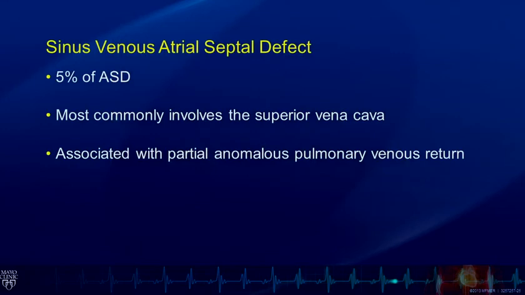Let's turn our attention now to sinus venosus atrial septal defects. These are more rare. Only about 5% of all atrial septal defects will be of the sinus venosus type. These can involve either the origin or the communication between the superior vena cava and the right atrium or the inferior vena cava, but most commonly involve the superior vena cava connection to the right atrium. These defects are almost always associated with partial anomalous pulmonary venous return of the right veins.